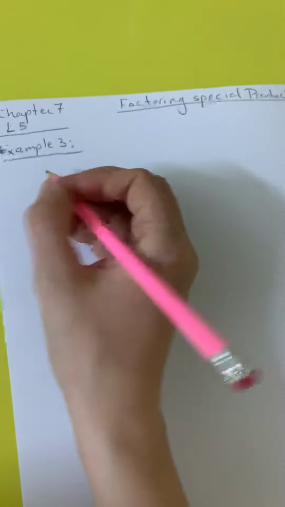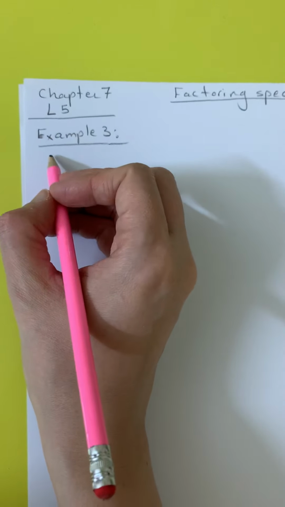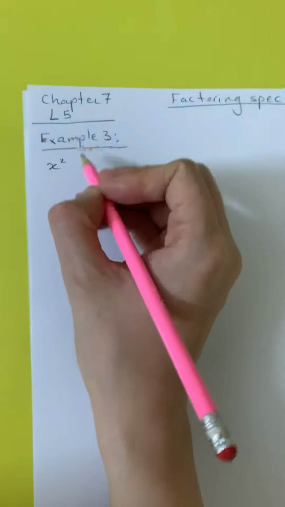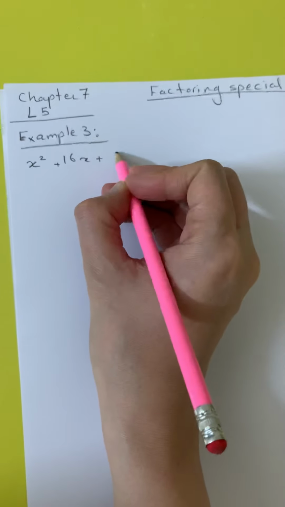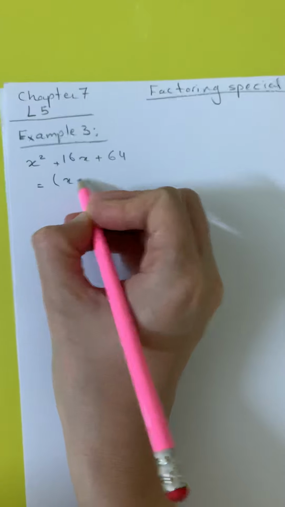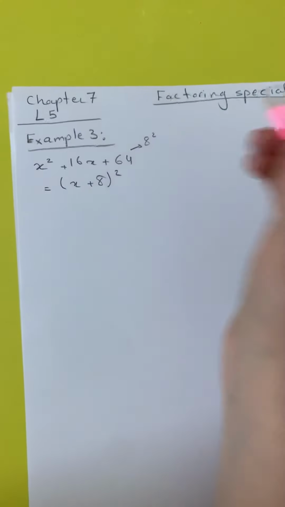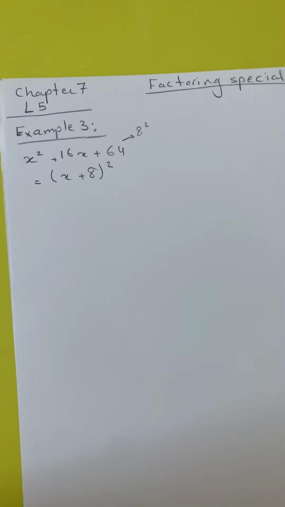Now, if you remember before, in example 1, we've been studying a special product, for example x power 2 plus 16x plus 64. We said that this is (x plus 8) power 2 because 64 is 8 power 2. And we call this one a perfect square.